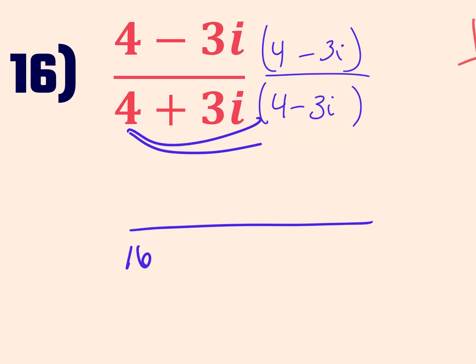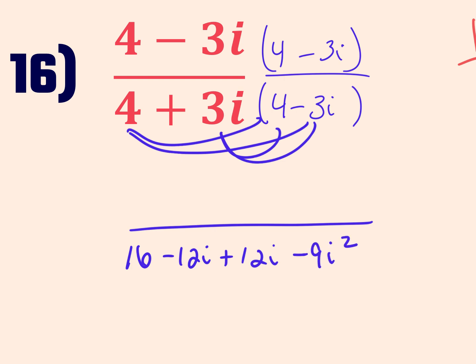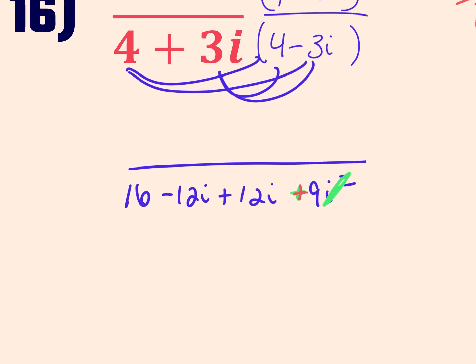Denominators, 4 times 4. 16, good. 4 times negative 3i. Negative 12i. 3i times 4, plus 12i. 3i times negative 3i. Negative 9i squared. What do I do with this i squared? Cross it off and change the sign. Do you guys see the importance? How I've been harping on you about signs and paying attention and being neat. We miss a little sign, we have a big issue here.